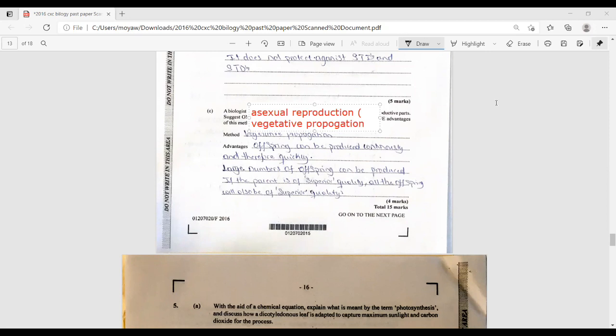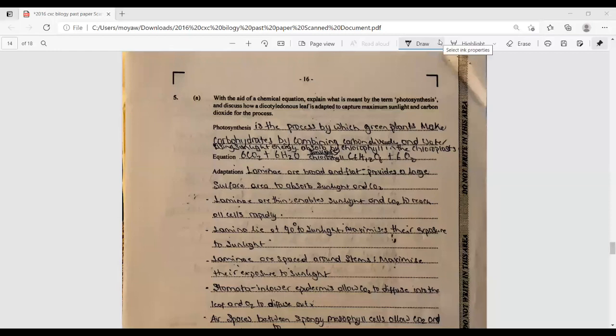So next question, 5A. With the aid of a chemical equation, explain what is meant by the term photosynthesis and discuss how a dicotyledonous leaf is adapted to capture maximum sunlight and carbon dioxide for the process.